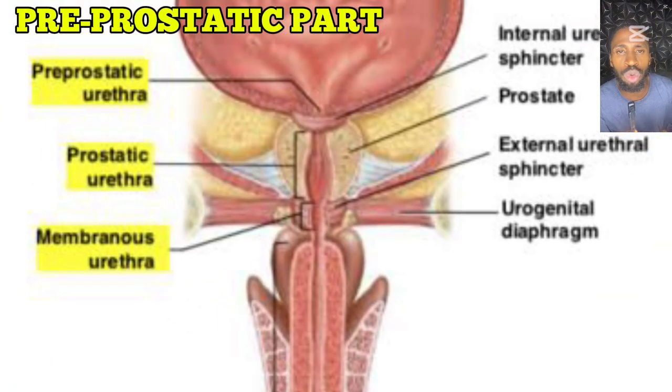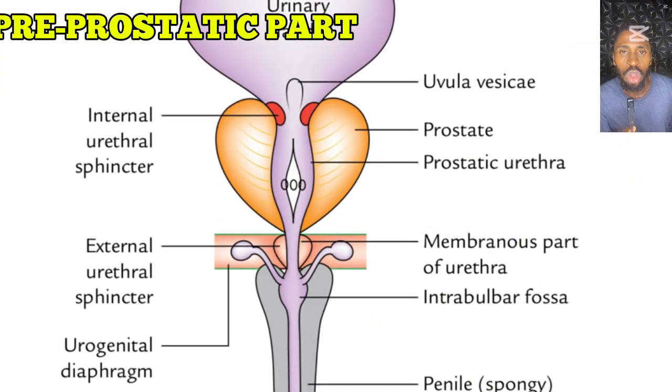Now one thing you have to know about the pre-prostatic part: it begins from the uvula vesicae, which is an elevation present in the internal urethral sphincter at the neck, up to the upper part of the urethral crest, or the upper part of the seminal colliculus. It's about 0.5 to about 1 centimeter long.